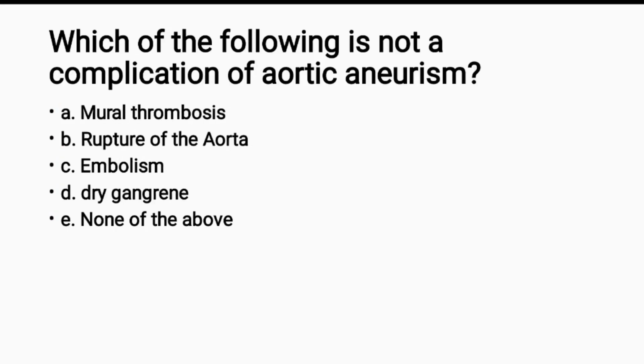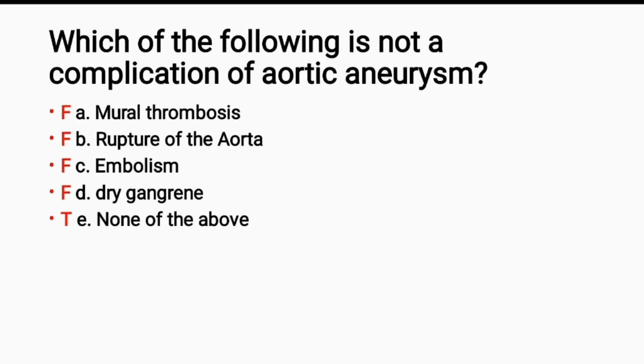Which of the following is not a complication of aortic aneurysm? A, thrombosis. B, rupture of the aorta. C, embolism. D, dry gangrene. E, none of the above. Yes, none of the above is not a complication of aortic aneurysm. So thrombosis, rupture of the aorta, embolism, dry gangrene are complications of aortic aneurysm.